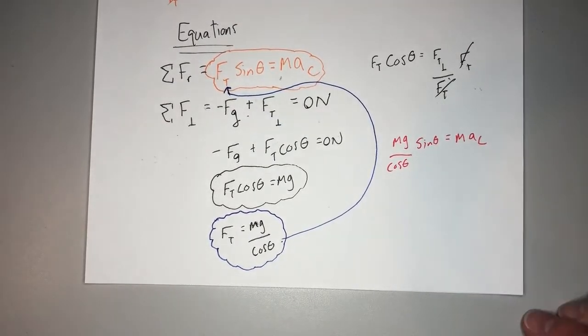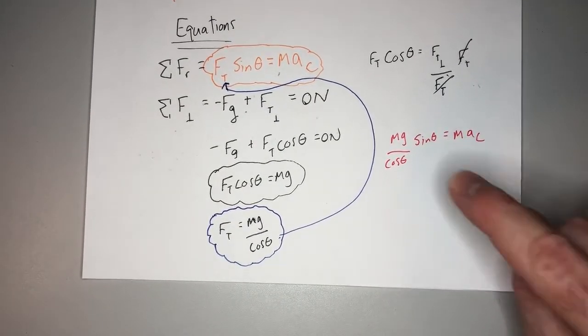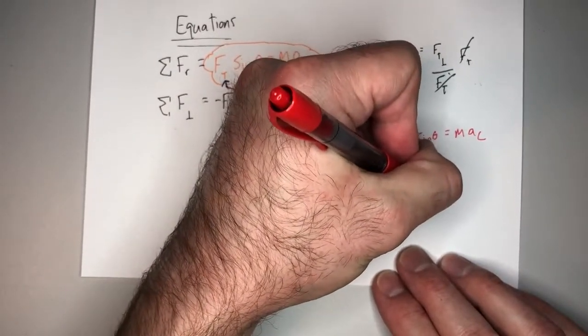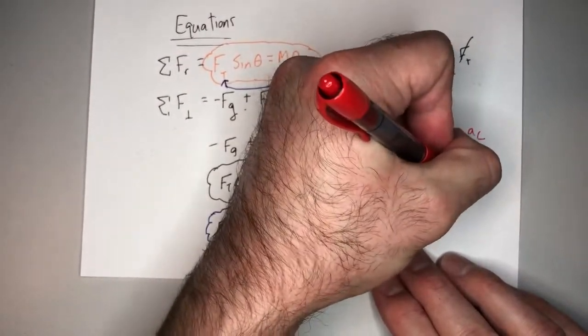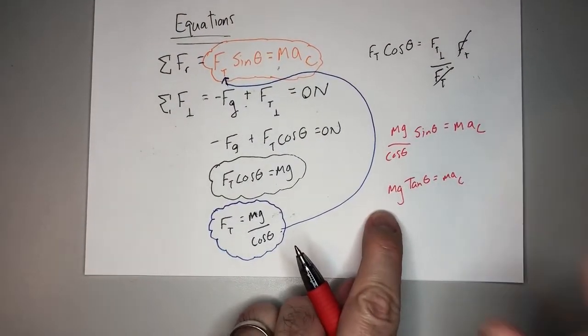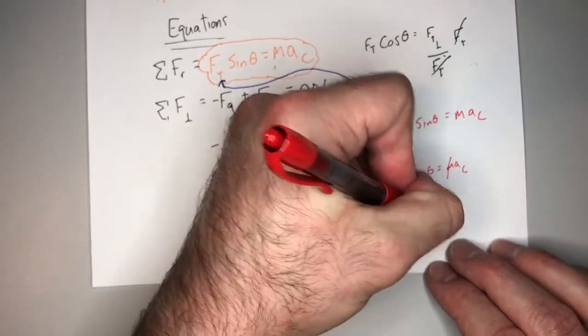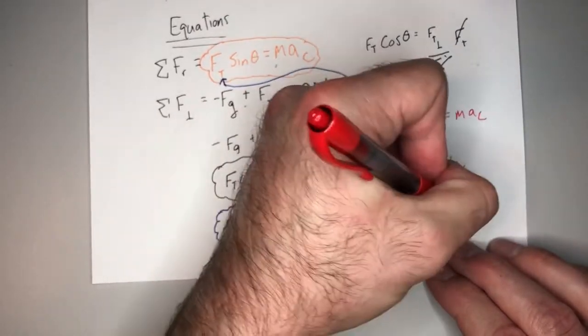And whoa, whoa, whoa. I don't know, this is a trigonometry class. I see sine over cosine. That makes tangent. MAC. And then I have M on this side, M on that side. They cancel, and you get g tan of theta equals the centripetal acceleration.